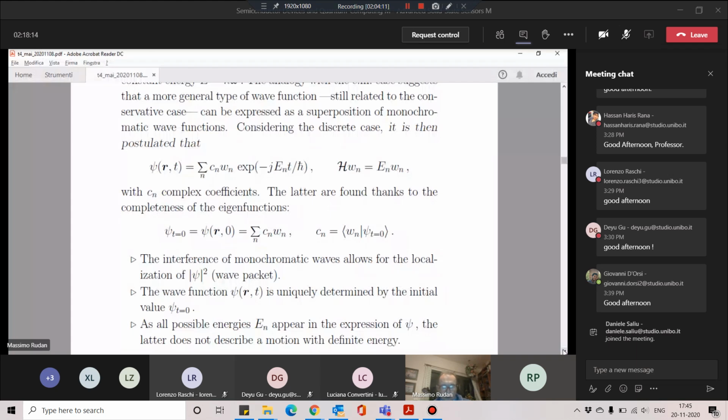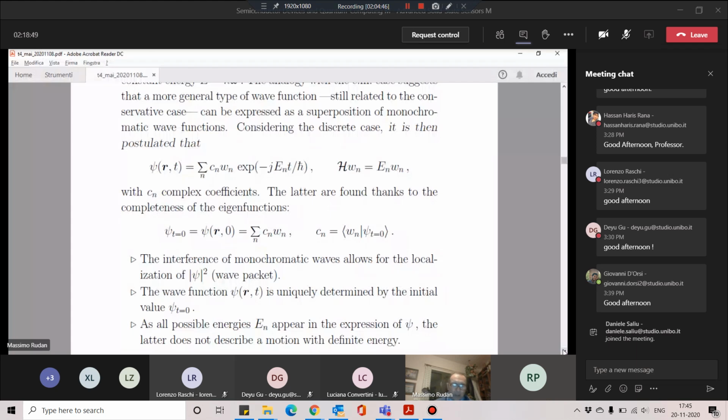Another observation is that, as we already noted, the coefficients Cn are completely known if we know the initial condition of the wave function, so that the wave function in full is completely known if we know the initial condition, because all the rest of the ingredients, E sub n, Wn, are derivable from the Schrödinger equation. Okay.